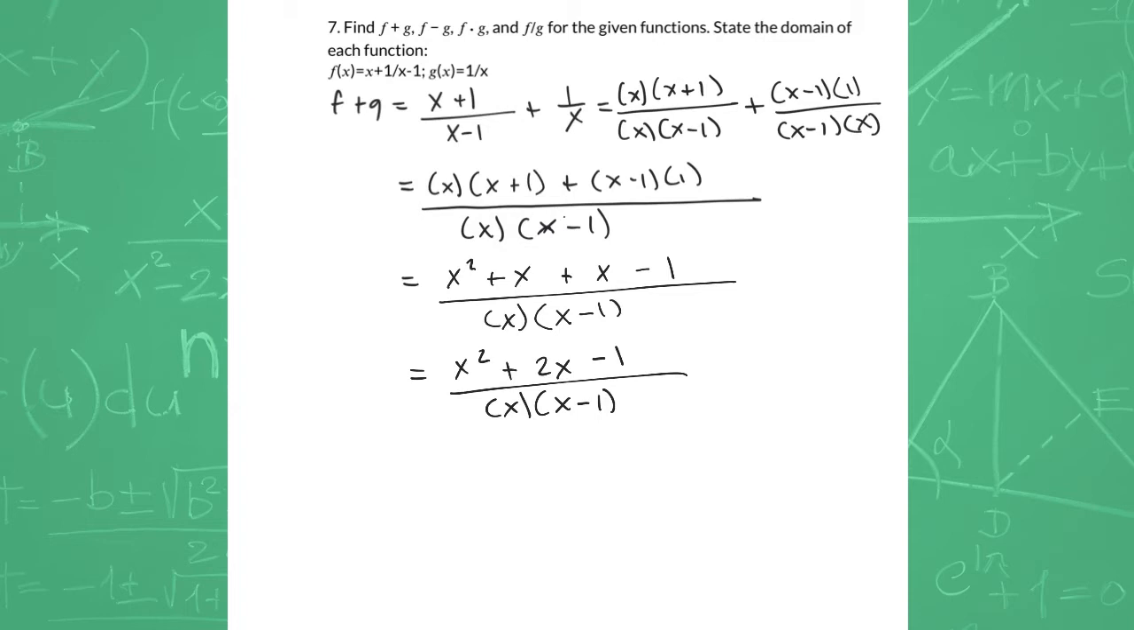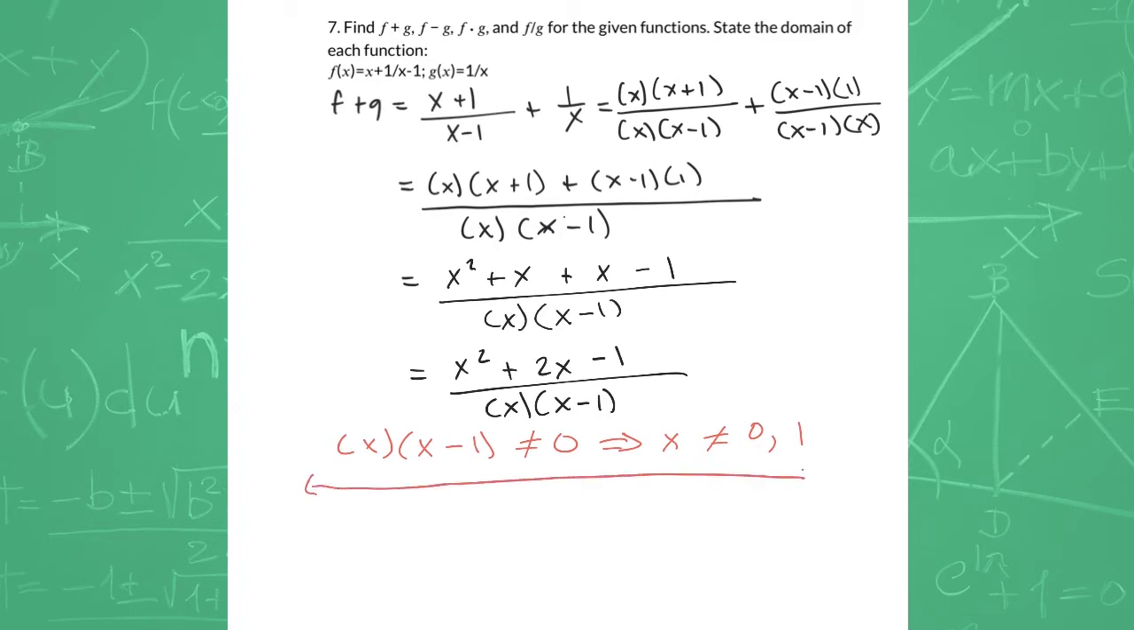Now, we see that this is a rational function with a polynomial in the numerator and the denominator, so our only restriction is that our denominator cannot be equal to 0, which means x cannot be equal to 0 or 1.